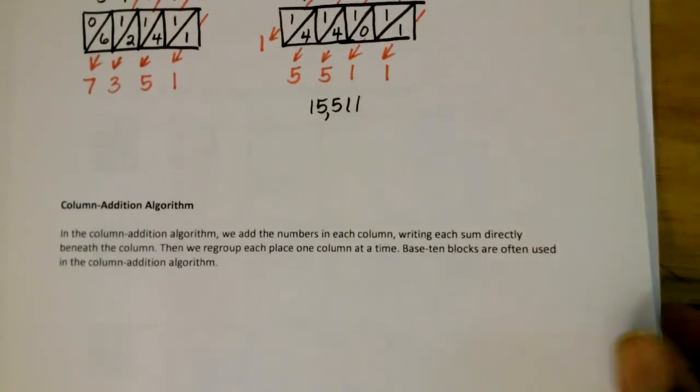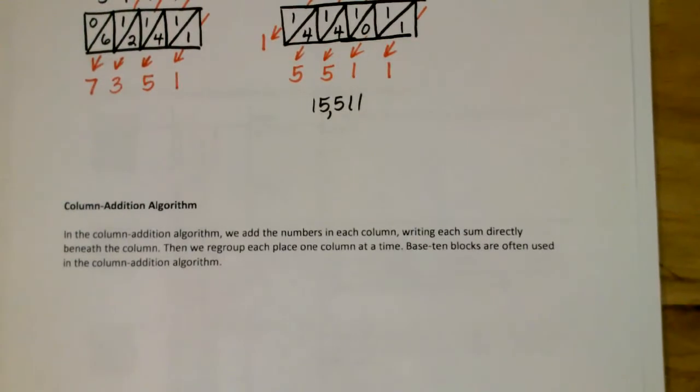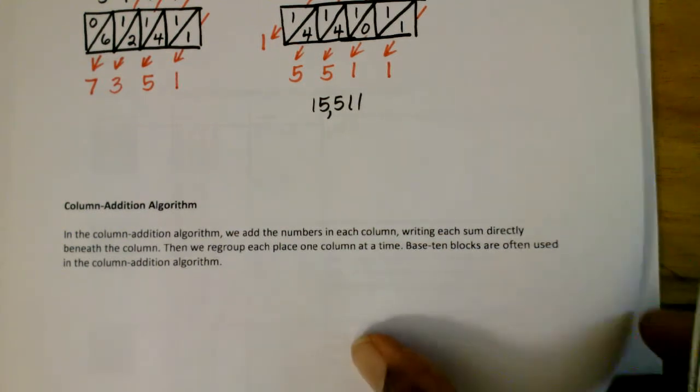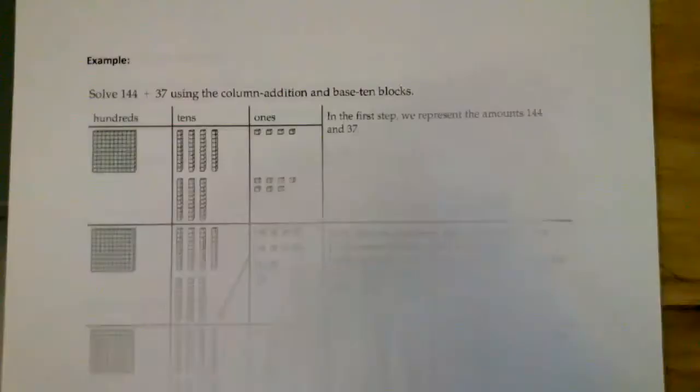All right, next we'll look at column addition, the column addition algorithm. So in the column addition algorithm, we add the numbers in each column, writing each sum directly beneath the column. Then we regroup each place one column at a time. Base 10 blocks are often used in the column addition algorithm, as illustrated on the next page.